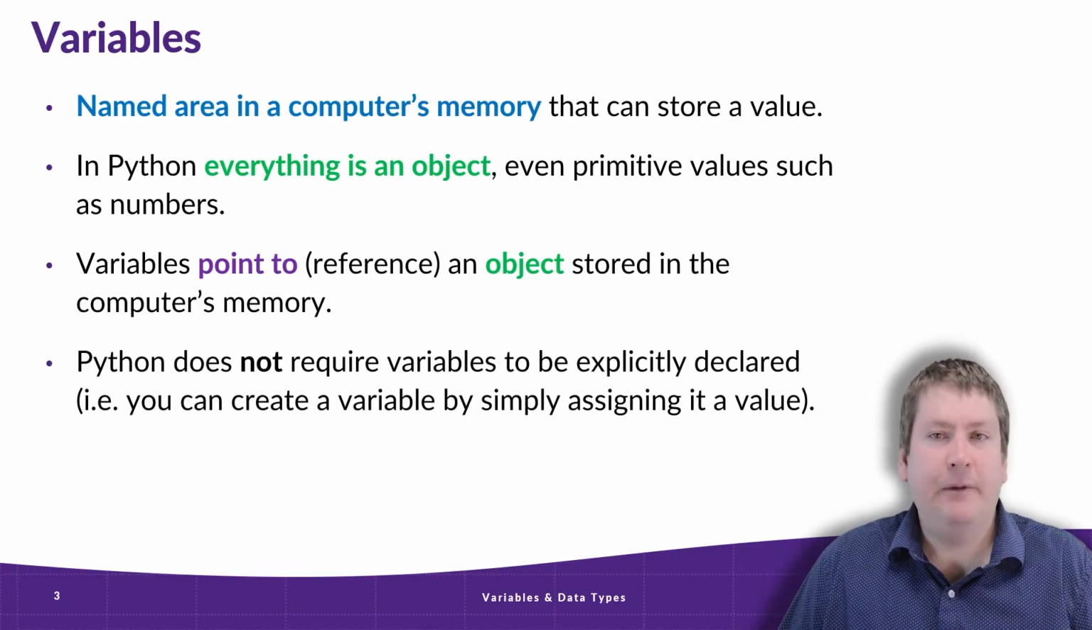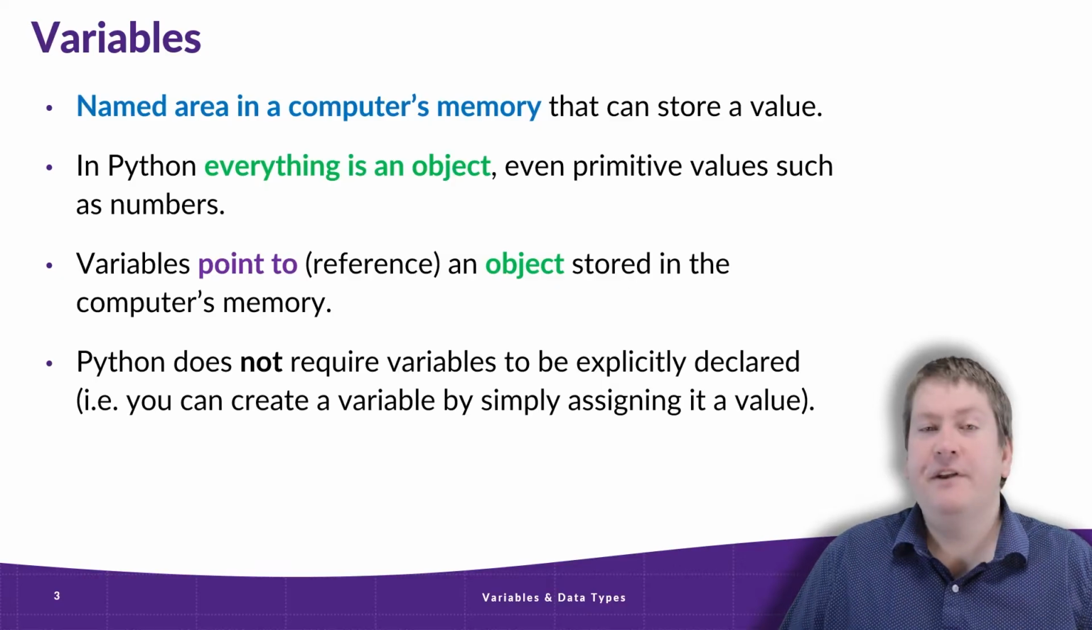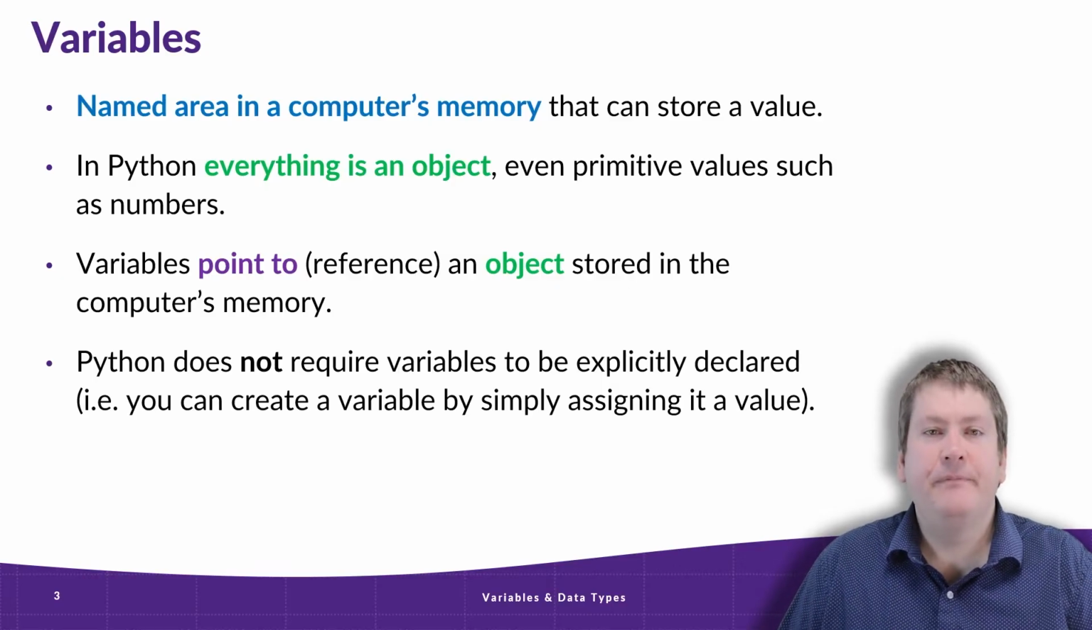Unlike other programming languages such as C or Java, Python does not require variables to be explicitly declared before use. In Python, you can simply assign a variable a value, and Python will create that object for you if it doesn't already exist. Let's take a look at an example.